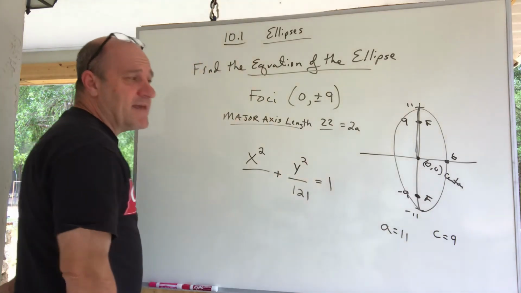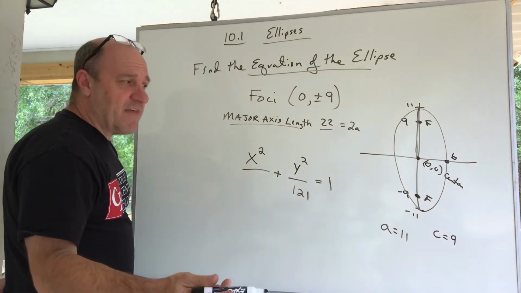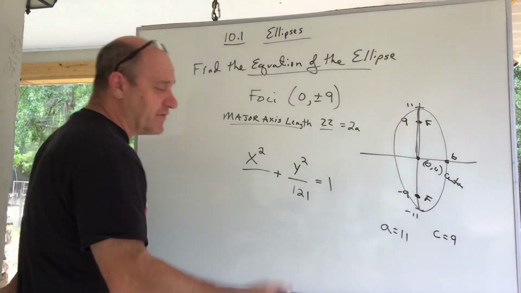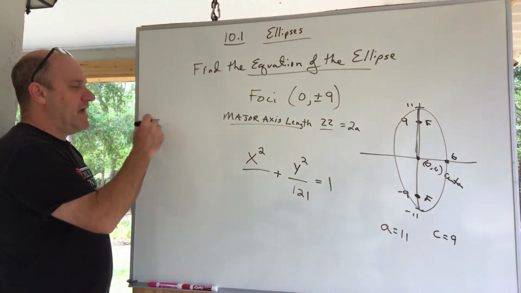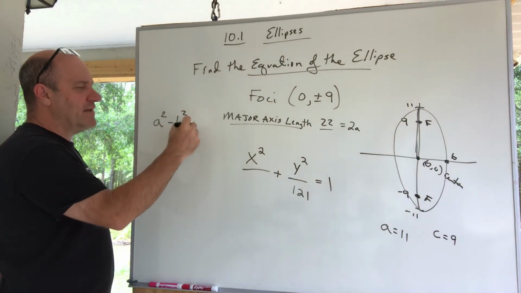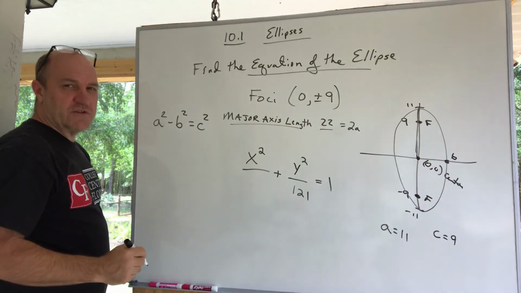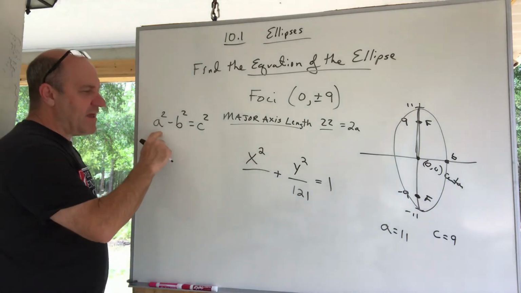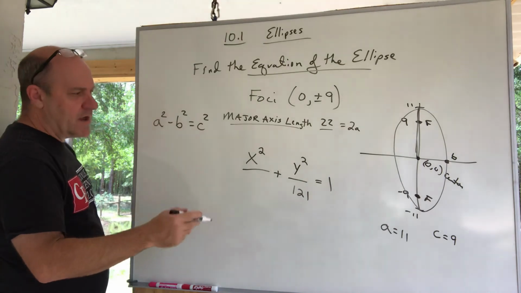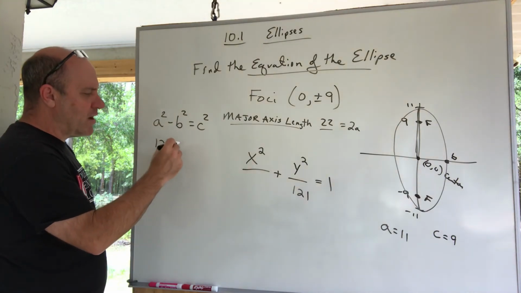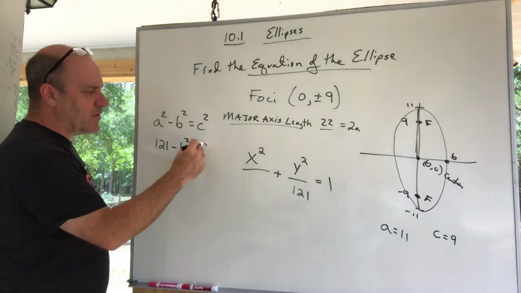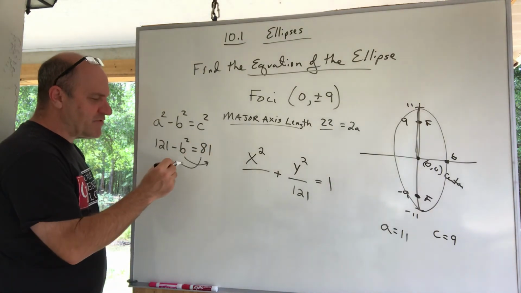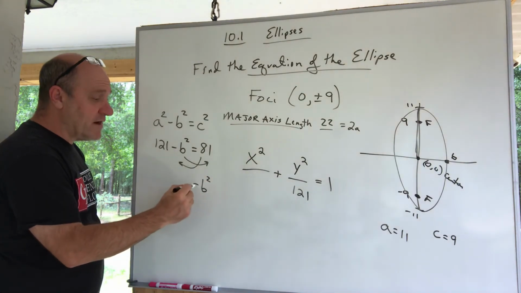But here's the key. For an ellipse, I need to remember that a squared minus b squared is c squared. That's just true for an ellipse. Always true. Usually you have a and b and you're looking for c, but in this case, I have a and c. I'm going to look for b. Here we go. A squared is 121 minus b squared equals c squared, which is 81. I'm going to add the b squared over there and subtract the 81 here. So b squared is 40.